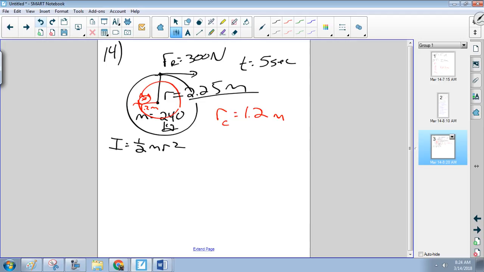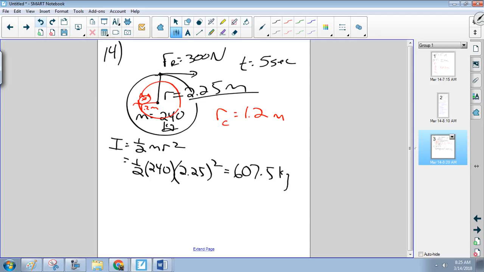So when I find the rotational inertia for the merry-go-round, I'm going to do 1/2 the mass of the merry-go-round times the radius of the merry-go-round, which, thank you again, Jacob, is 2.25. So when you figure that out, it gives you a number, which is 120 times 2.25. Don't forget to square it.